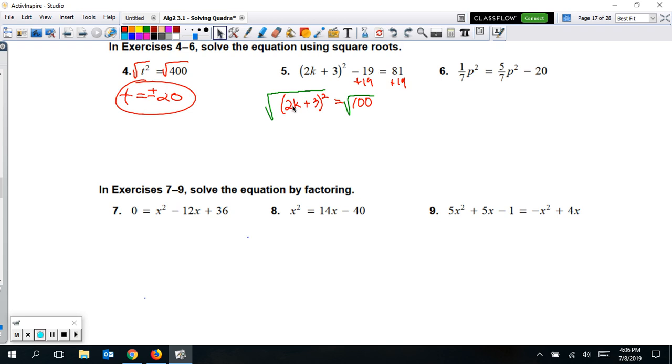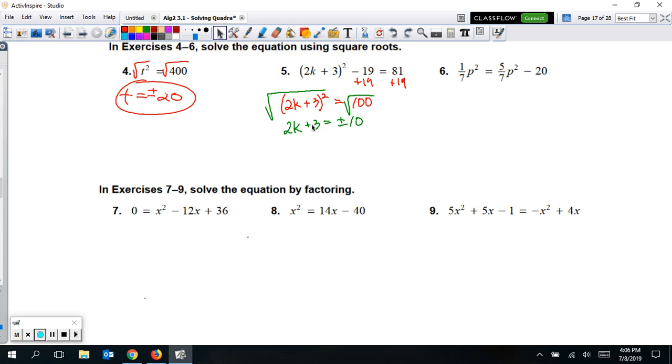Now that undoes this parenthesis and the square. We're just going to see the 2k plus 3 now coming out. And over here, the square root of 100 is 10. Okay, did that one all right. But we got to remember to put plus or minus in front of that. So plus or minus 10. Now, here's the problem. We're not done yet. We haven't solved for k quite yet. We still need to get k by itself.